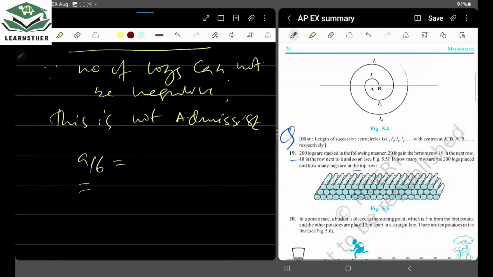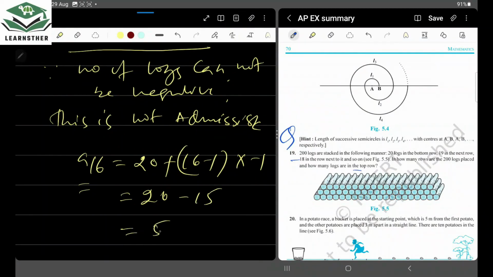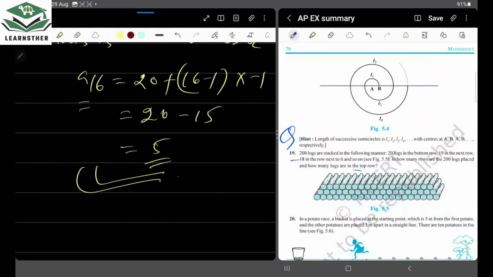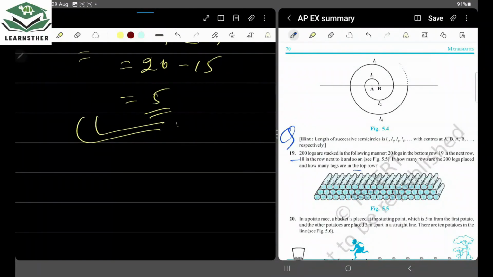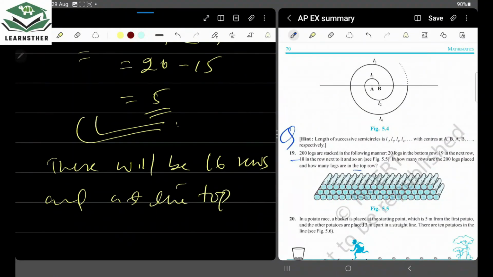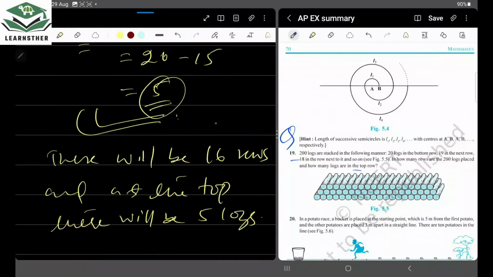Okay, now see, n is equal to 16. How many logs are there in the 16th row? A is your 20, n minus 1, 16 minus 1, d is your minus 1. So 20 minus 15 will become 5. So this is correct. So there will be 16 rows, and at the top there will be 5 logs. Okay, this is the last one.